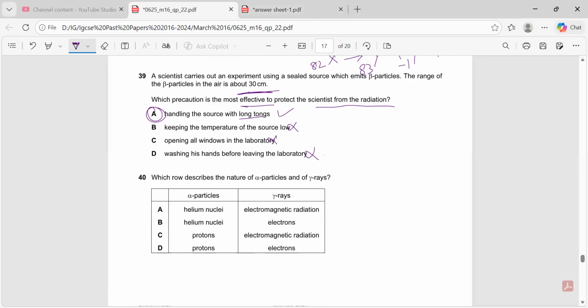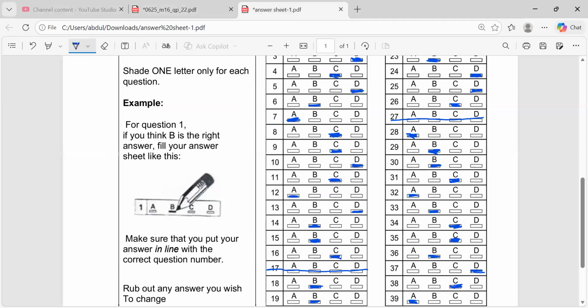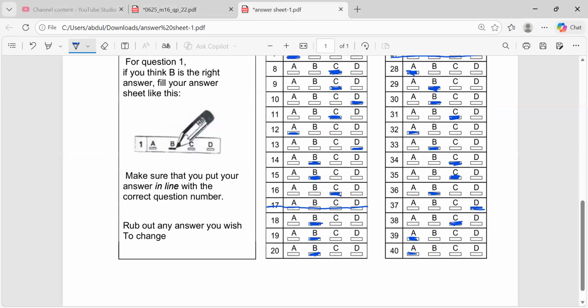Which row describes the nature of alpha particles and gamma? Gamma are electromagnetic radiations, so B and D are out. Alpha are protons, no, helium nuclei. Exactly. So the answer for 40 is also A.